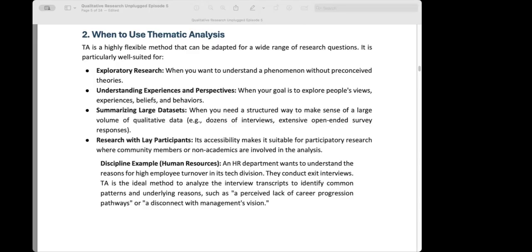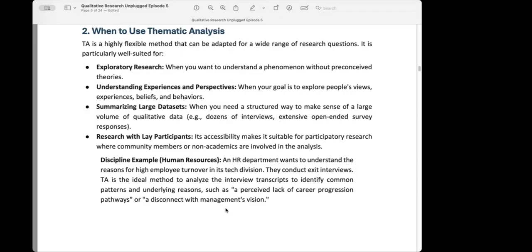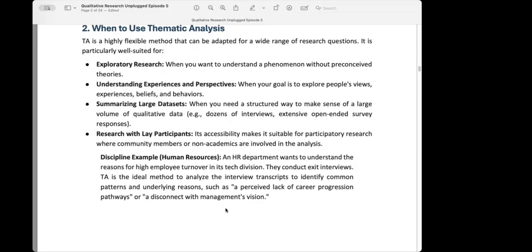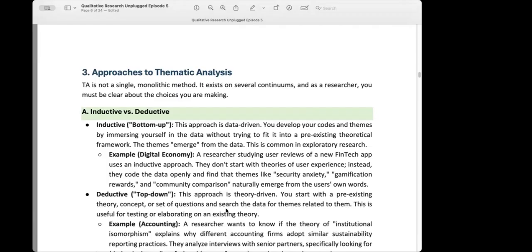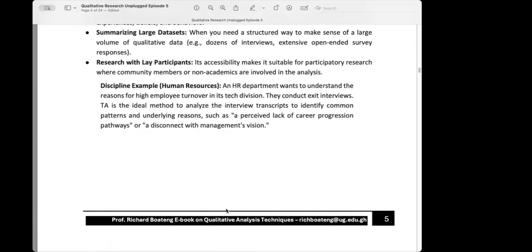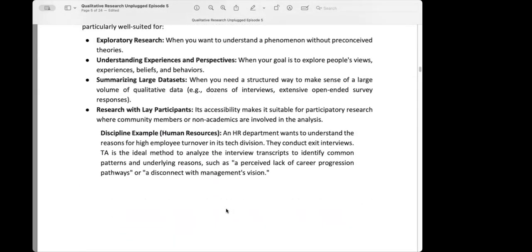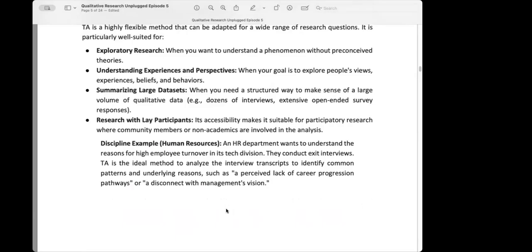For instance, they might find a recurring pattern, a theme, emerging around a perceived lack of career progression pathways. This wouldn't just be one person saying it, but maybe many employees expressing similar frustrations about stagnant roles, describing how they feel they've hit a ceiling. Right, a pattern of blocked ambition. Precisely. Or perhaps another theme emerges, a disconnect with management's vision.